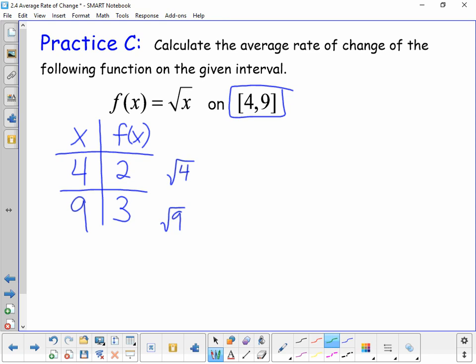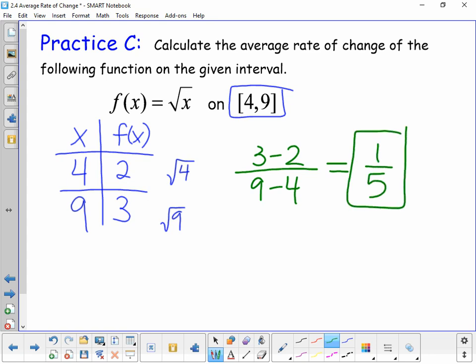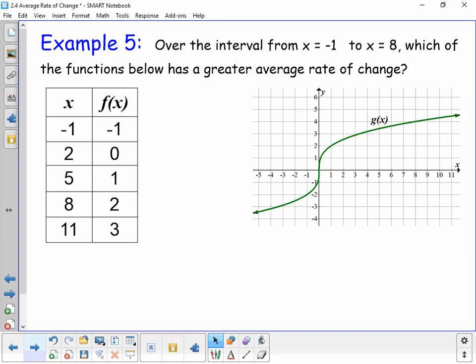So to calculate our average rate of change, we do the change in the y values divided by the change in the x values. So we end up with 1/5. Again, for what that means for f of x is that for that particular interval from 4 to 9, the function is increasing. It's not increasing very quickly. It's an average rate of change of just 1/5, which is a pretty small rate of change, but it is increasing.